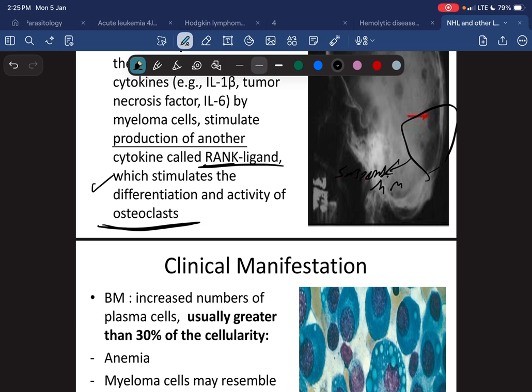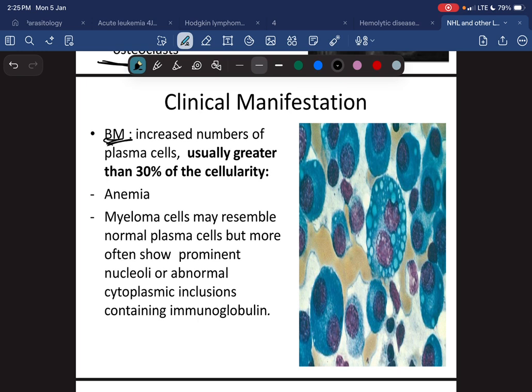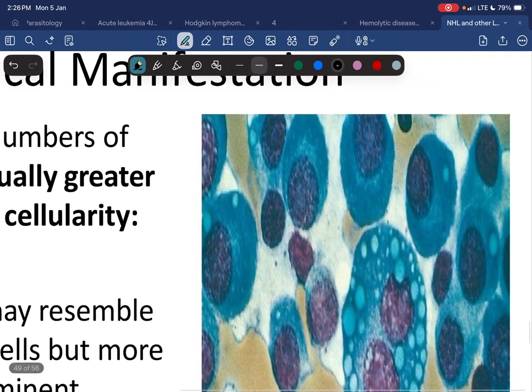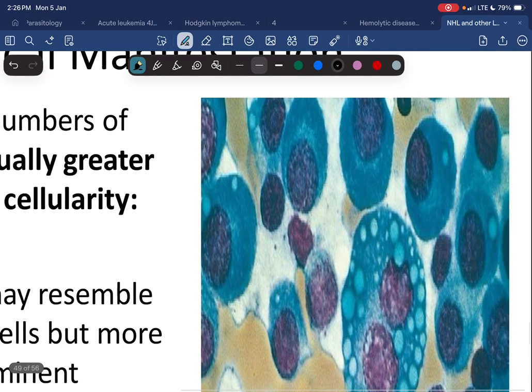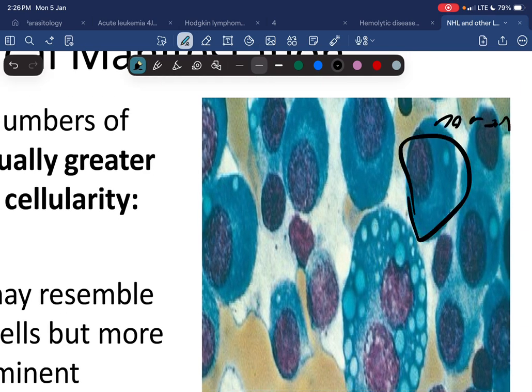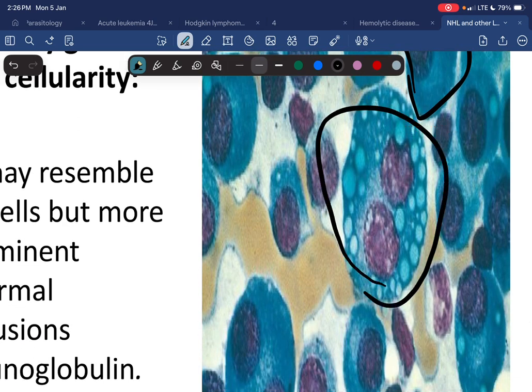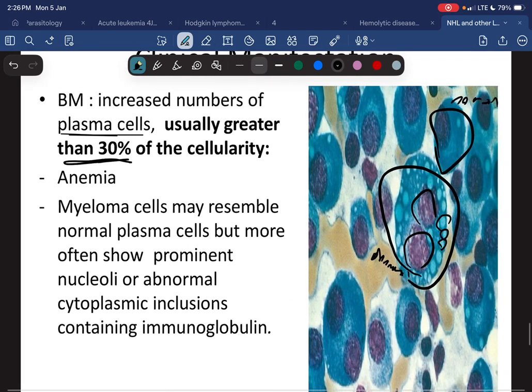In the bone marrow, if we take a biopsy or aspirate, we will see an increase in the number of plasma cells. The plasma cells, as we said, have a centrically located nucleus, a paranuclear halo, the Golgi apparatus, and are mononuclear, usually one nucleus. The abnormality will have larger plasma cells with binucleation and multiple vesicles, cytoplasmic vacuoles. This is the abnormal myeloma cell. Okay?